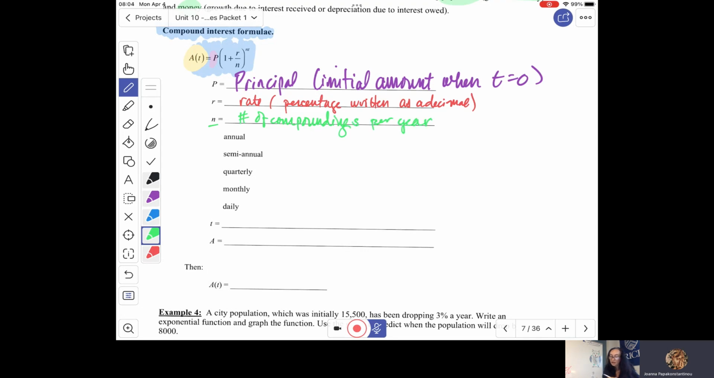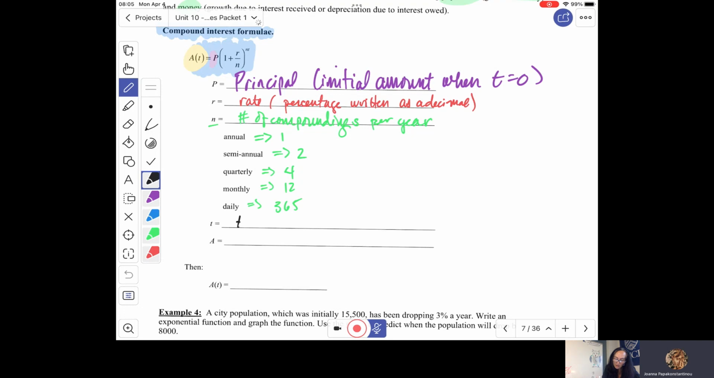So some examples of n. Well, I could compound my money annually. If I'm compounding it annually, what does that imply? How many times a year? 1. If it's semi-annually, how many times per year? 2. If it's quarterly, how many times per year? 4. And monthly? 12. And daily? 365. So if your word problem says I am compounding monthly, you know n equals 12 in the formula. So you have to read the word problem to see what you are substituting in for the values of the variables. Now t is time.